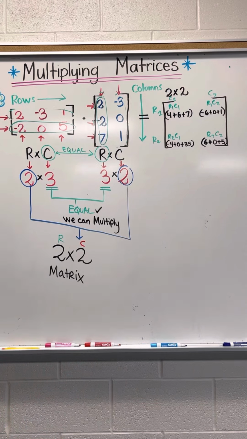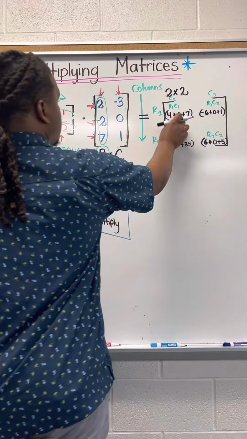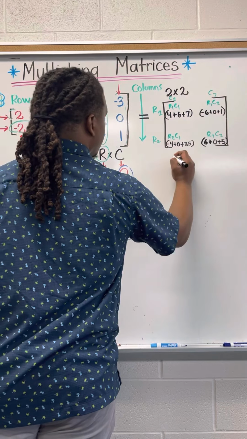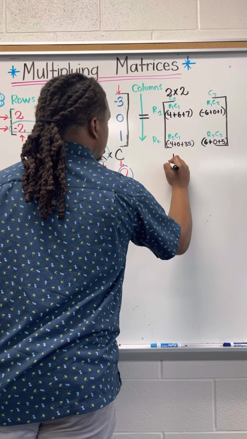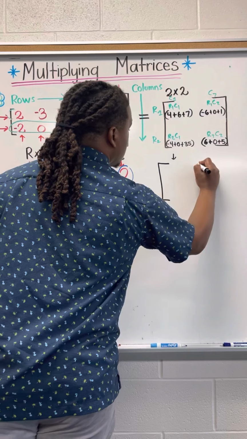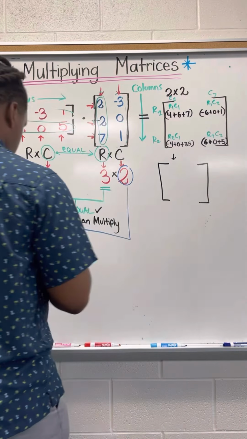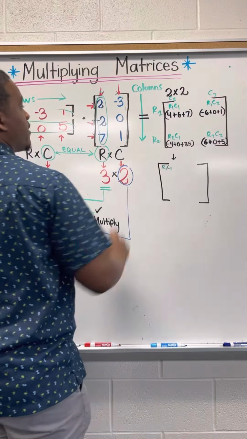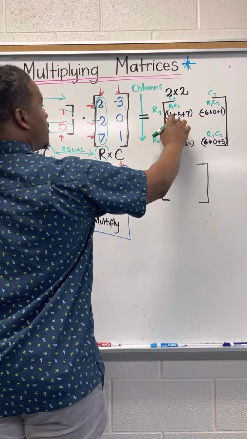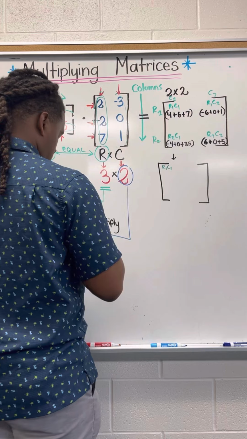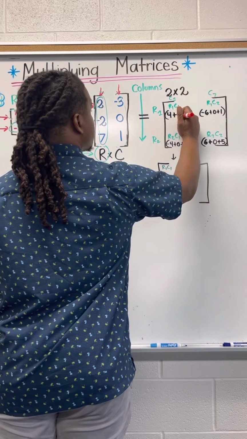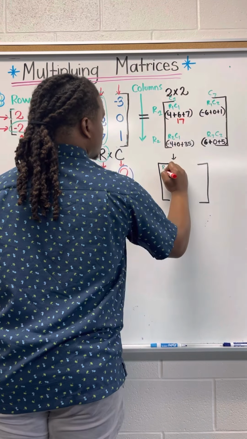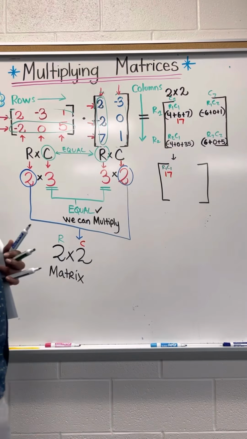Now, ladies and gentlemen, all we got to do is just add up the numbers that are in each particular slot. Okay? So once again, in row 1, column 1, let's add up those numbers. 4 plus 6 is 10. 10 plus 7 is 17. So right here will be 17.